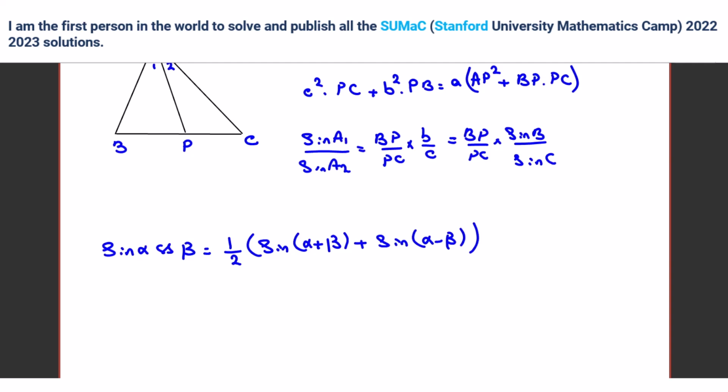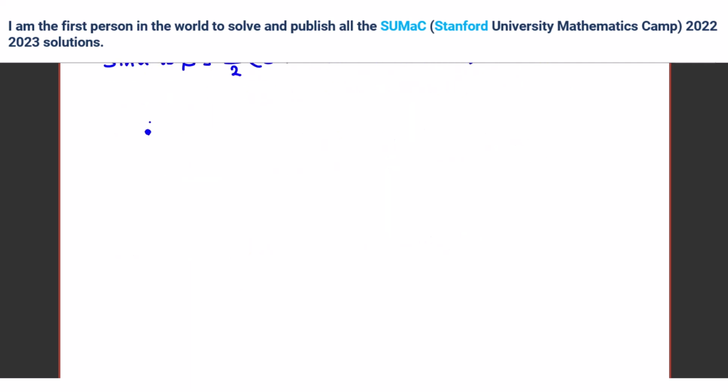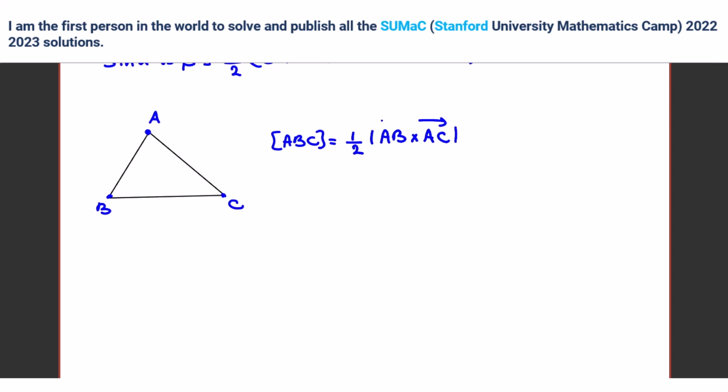So if you have 3 points and we want to find the area of this triangle ABC in coordinate geometry, the area of ABC is what? Half times AB cross AC. Yes, the length of this vector, right?